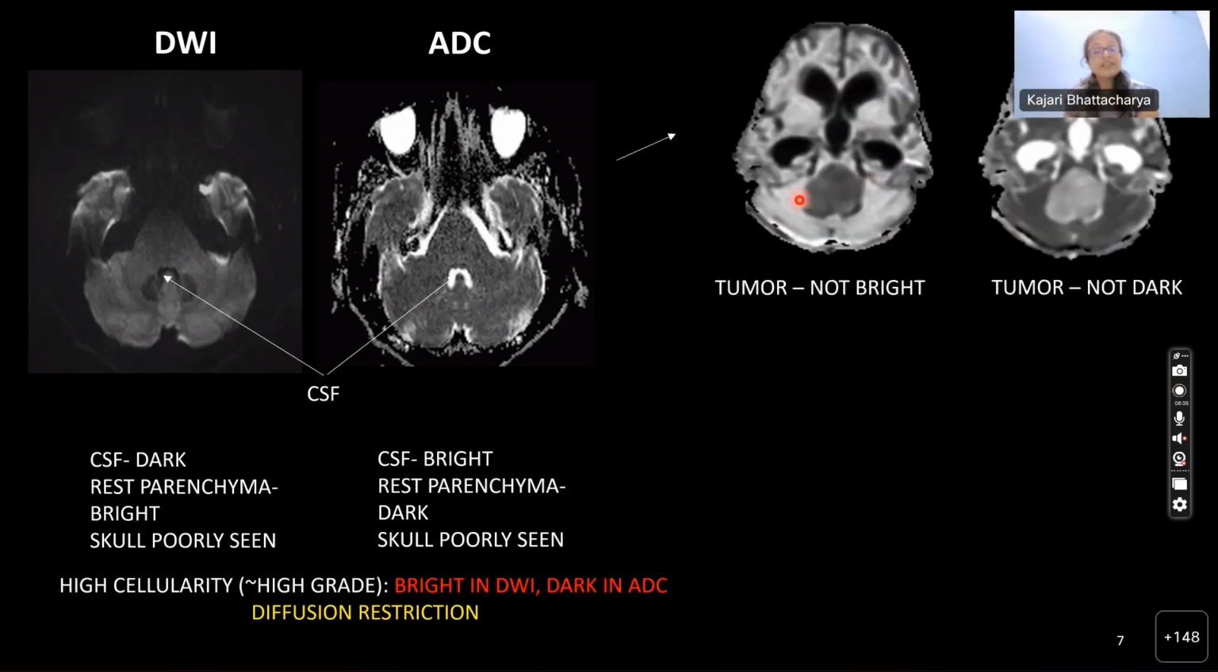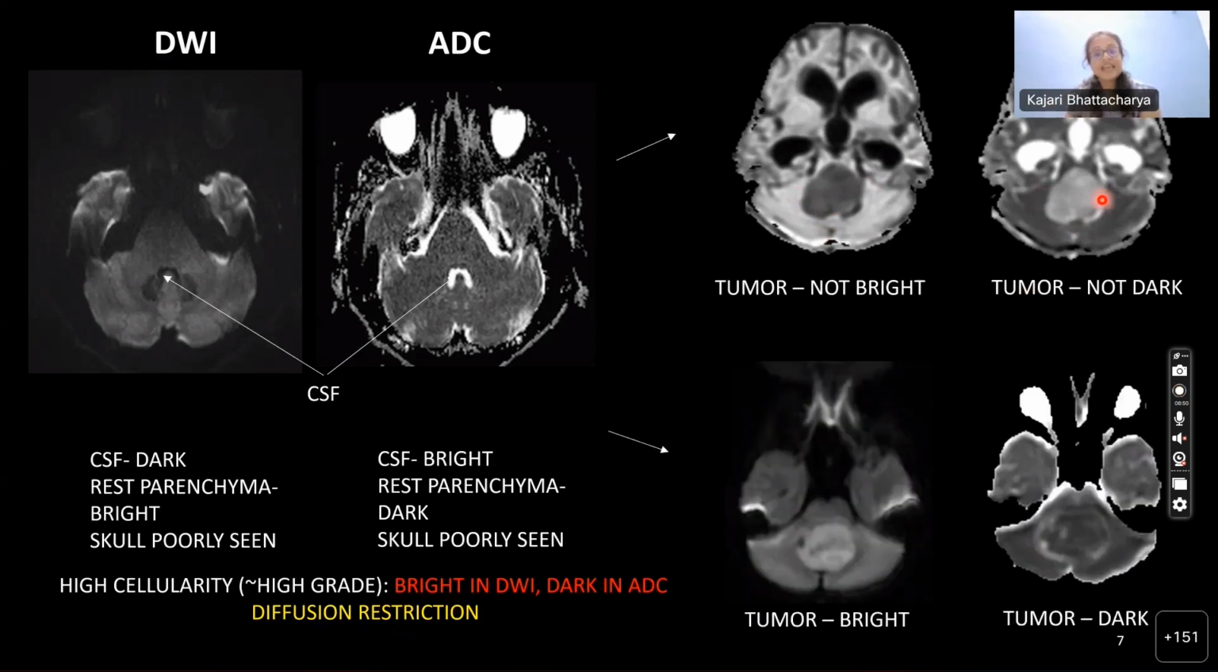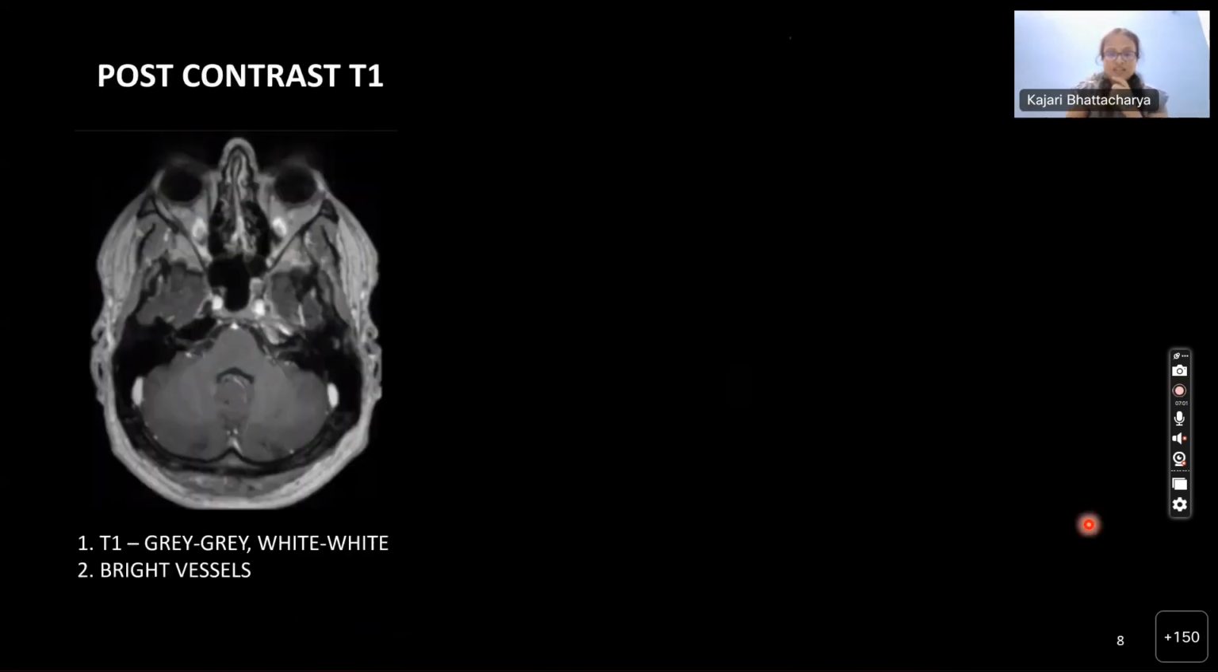So, for example, we looked at the first tumor. We can see here that it is not bright in diffusion and it is not dark. So what we said was, bright in DWI and dark in ADC means a higher grade, or that is called diffusion restriction, which is non-restricting here. Whereas the second one is showing bright signal on diffusion weighted imaging and dark signal on ADC. So therefore, this is diffusion restriction, and therefore this is likely again a higher cellularity tumor.